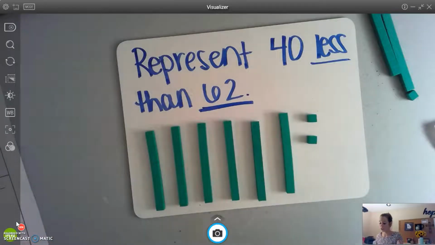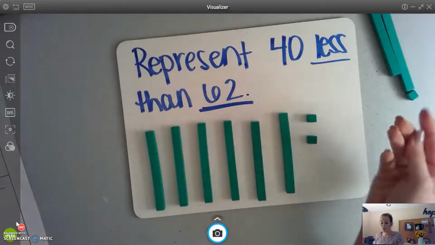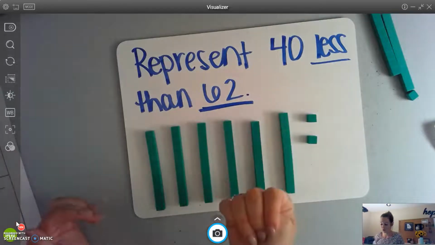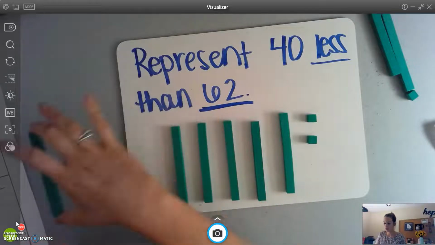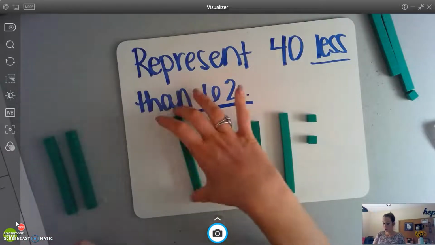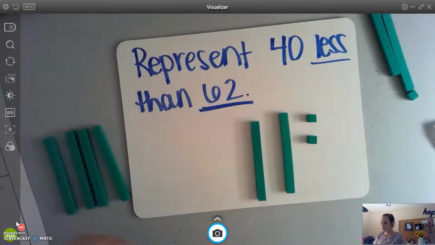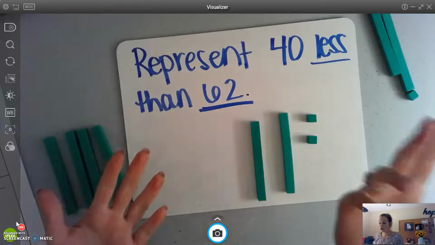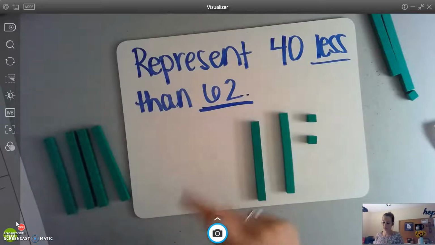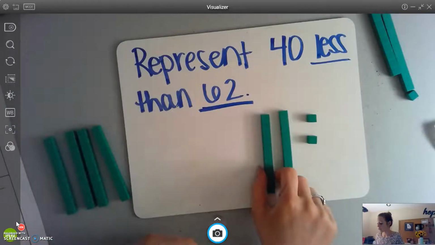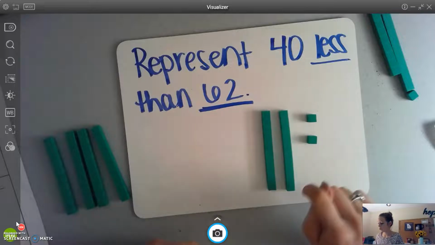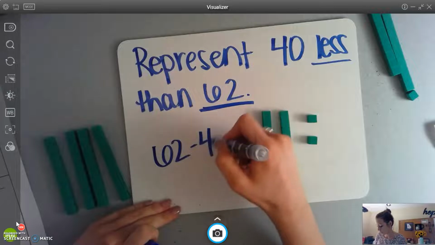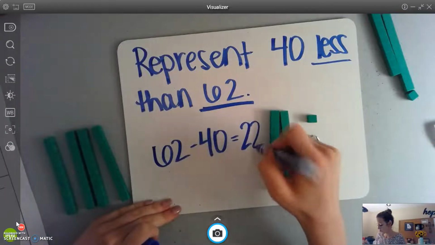So what do you think you're going to do? You are going to take away 40. Well, how many tens is 40? 4 tens is 40. So we're going to take away 4 tens. 1, 2, 3, 4. Now, if you were to show me this on a piece of paper or on a worksheet, you would just cross them out instead of taking them away, obviously. So what are we left with? 10, 20, 21, 22. You are left with 22. So 62 minus 40 is 22.